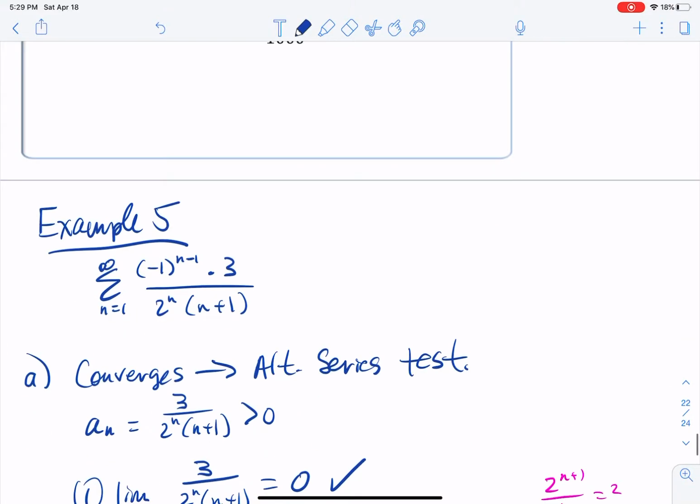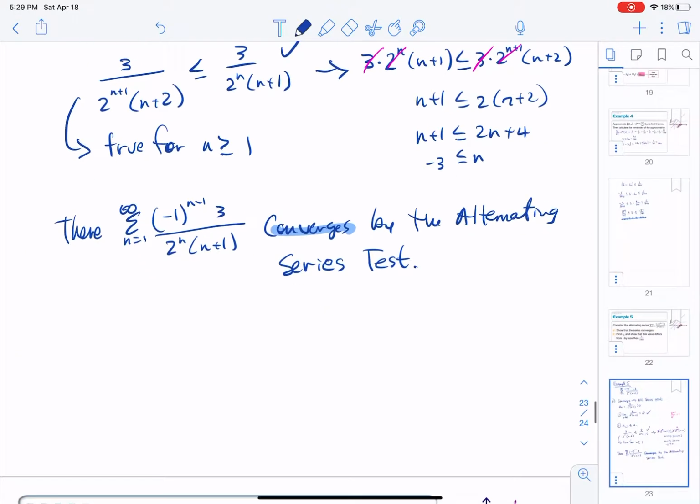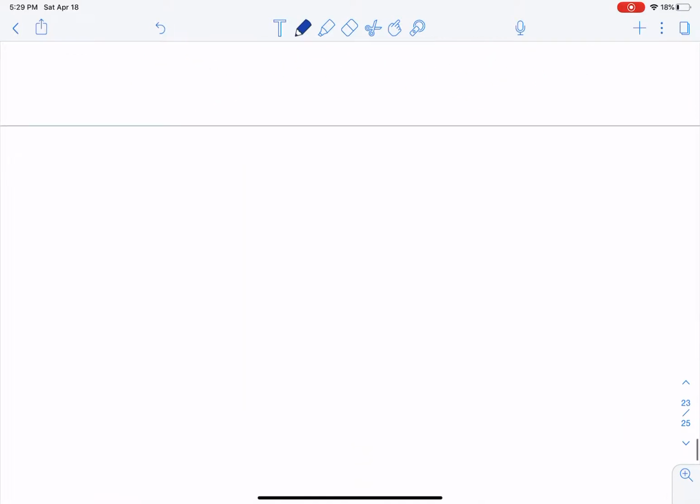than 3 over 1,000. All right, definitely not enough space here. Let's add an extra page. I'm going to need lots of extra space here. Part B. I want to find S sub 6, which will equal the sum from n equals 1 to 6, negative 1 to the n minus 1, 3's on top, and on the bottom is 2 to the n times n plus 1.